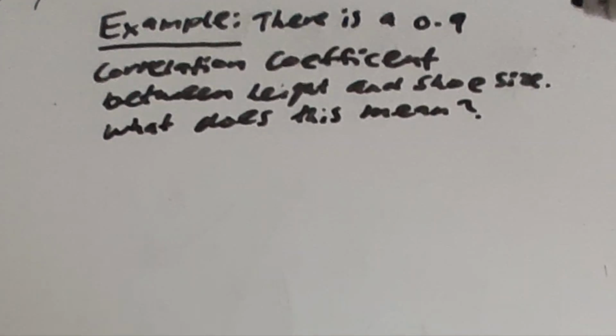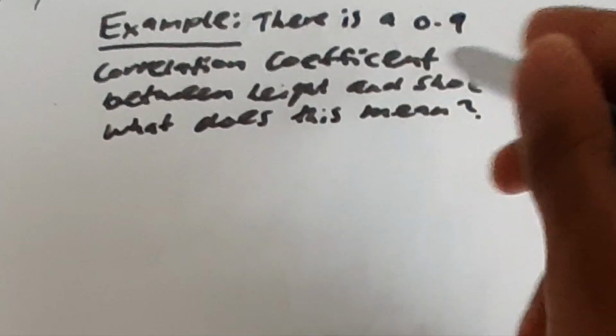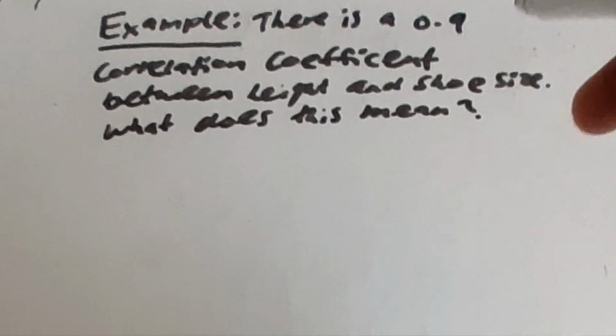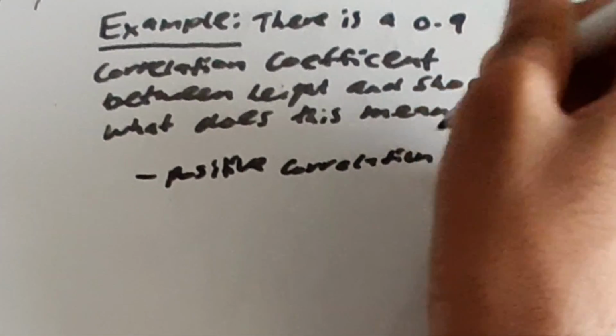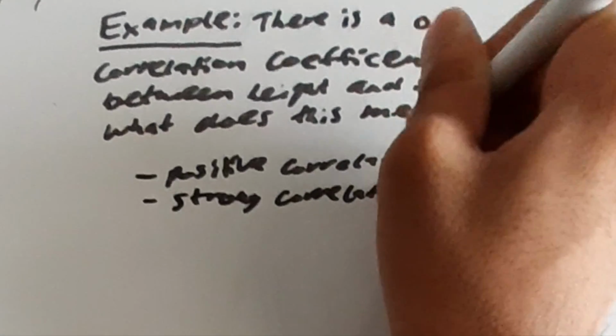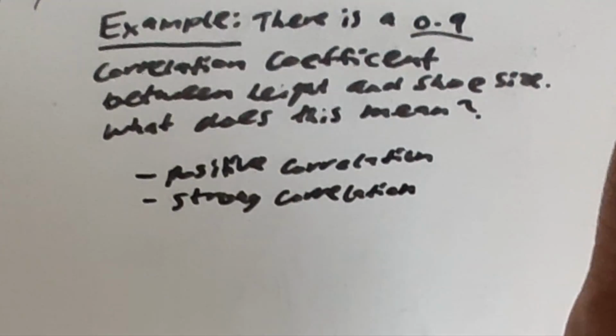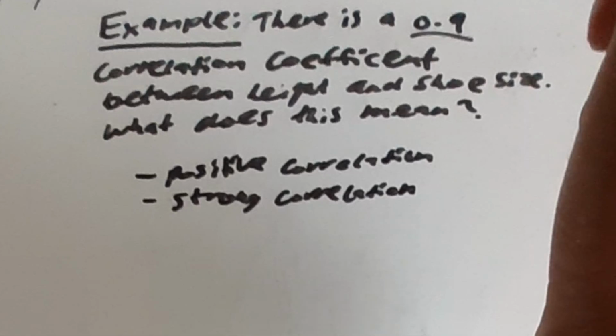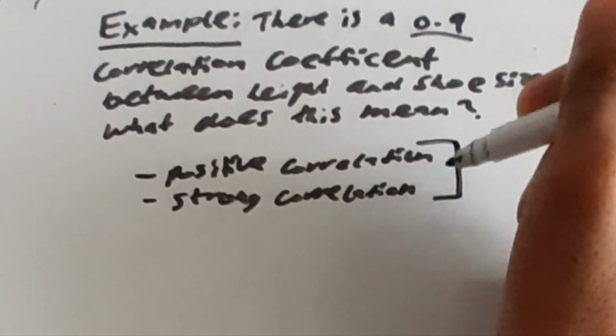Okay, so let's look at one practice example to strengthen our knowledge on this topic. The example we have here is there is a 0.9 correlation coefficient between height and shoe size. What does this mean? Firstly, we know this is a positive correlation because the coefficient itself is positive. And we also know it's a strong correlation because 0.9 is in between 0.61 to 1, which means it is strong. Thus, we have a strong positive correlation.